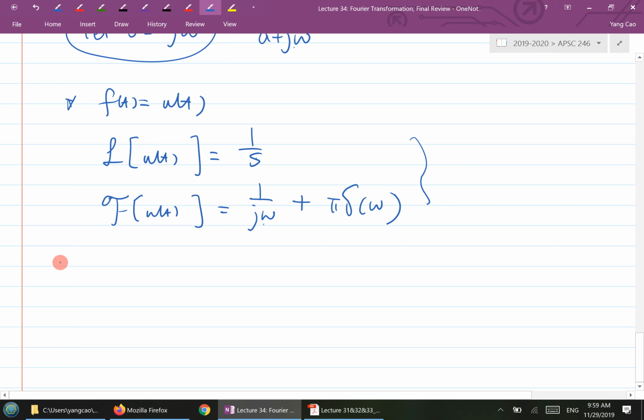So I think I'll stop here. As a matter of fact, I will not test you on the Fourier transform in the final exam, so you should relax about that. But the Fourier series will be tested.